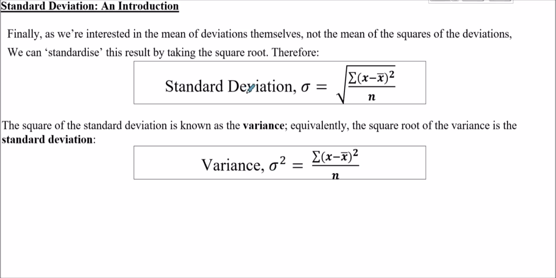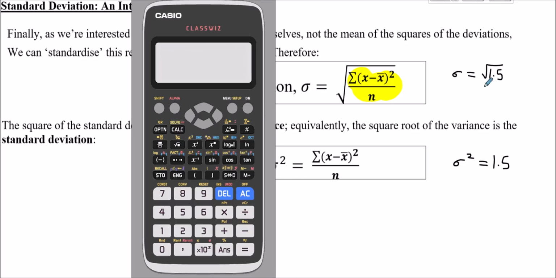So in our example, we had the sum of the squares as 6, and there are 4 data points. And so we had this value here as 1.5. So for our example, the standard deviation was the square root of 1.5, and sigma squared is the square root of 1.5 squared, which is 1.5. So as a decimal, the square root of 1.5, let's give it to 3 significant figures, is 1.22.